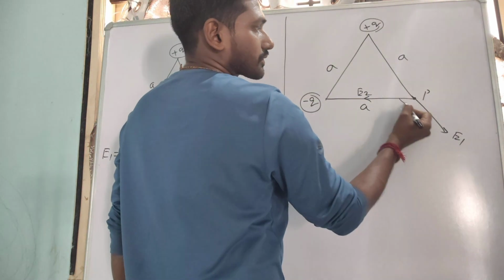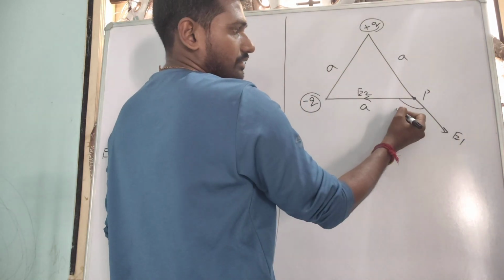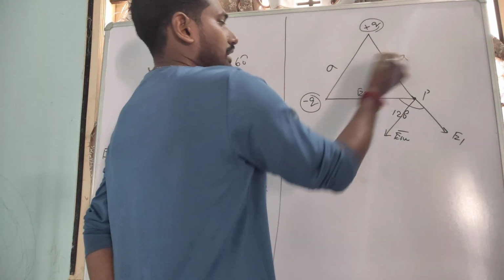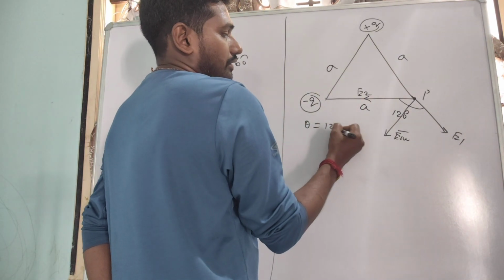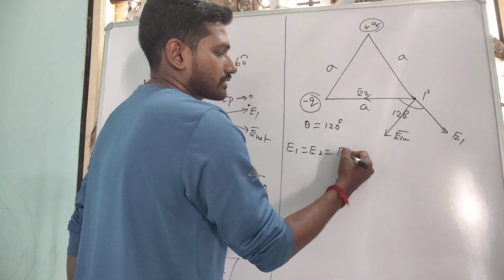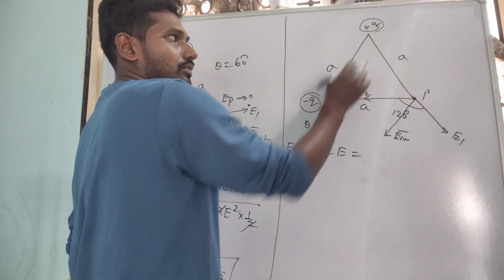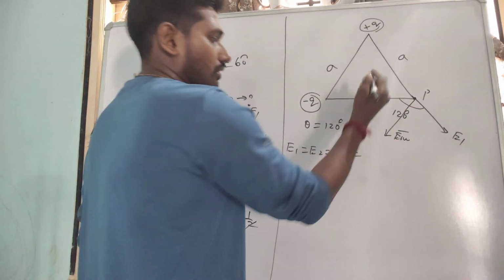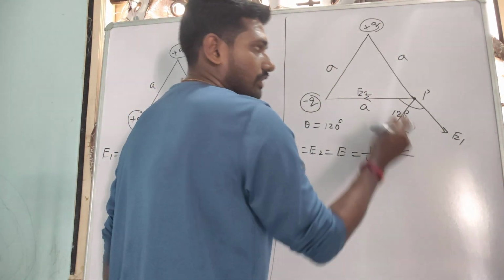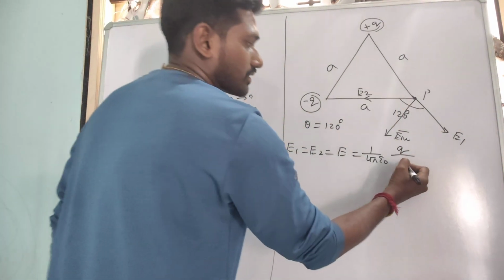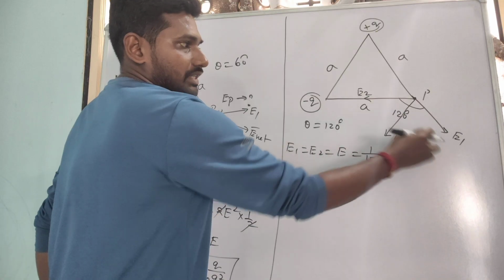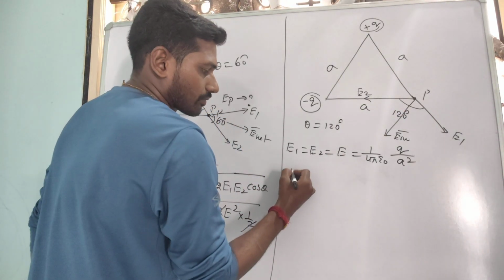According to the equilateral triangle, here the angle is 120 degrees. So theta is equal to 120 degrees. Then E1 is equal to E2 is equal to E. In an equilateral triangle, for opposite charges also, we consider only the positive magnitude. E is equal to 1 by 4 pi epsilon naught, electric field due to point charge, Q by R square, where instead of R, A will be there. A square. Clear? Then apply the same formula for E1, E2, two vectors with some angle of inclination and resultant E bar net.